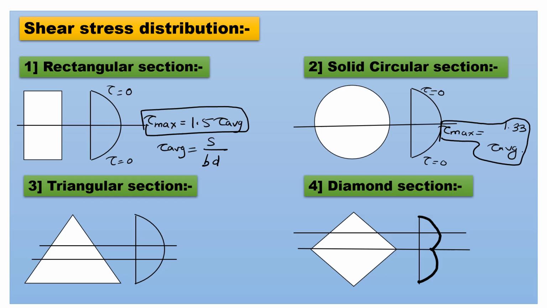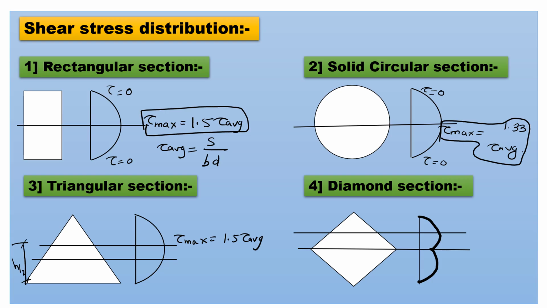Then next, in case of triangular section, there are two values of shear stress. First, the maximum value is about its center, and the center for this section is h by 2 because the total height is h. So about the h by 2, meaning about the center, the tau max is maximum, and that tau max is nothing but 1.5 tau average.